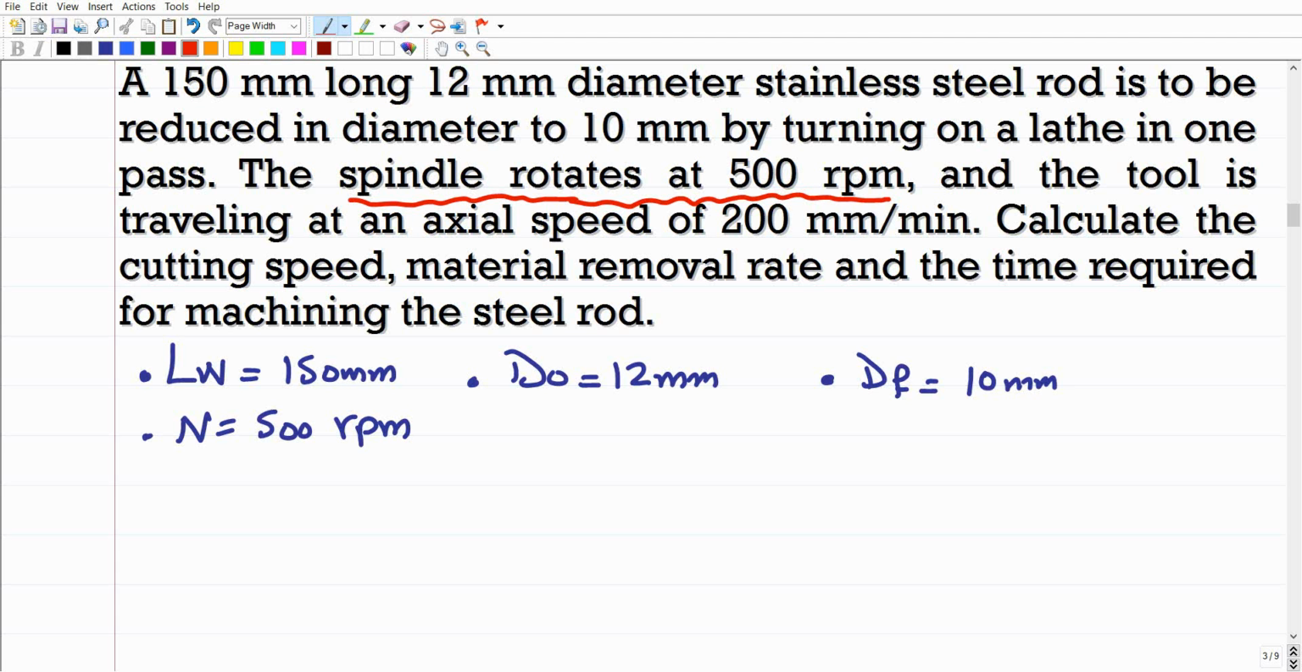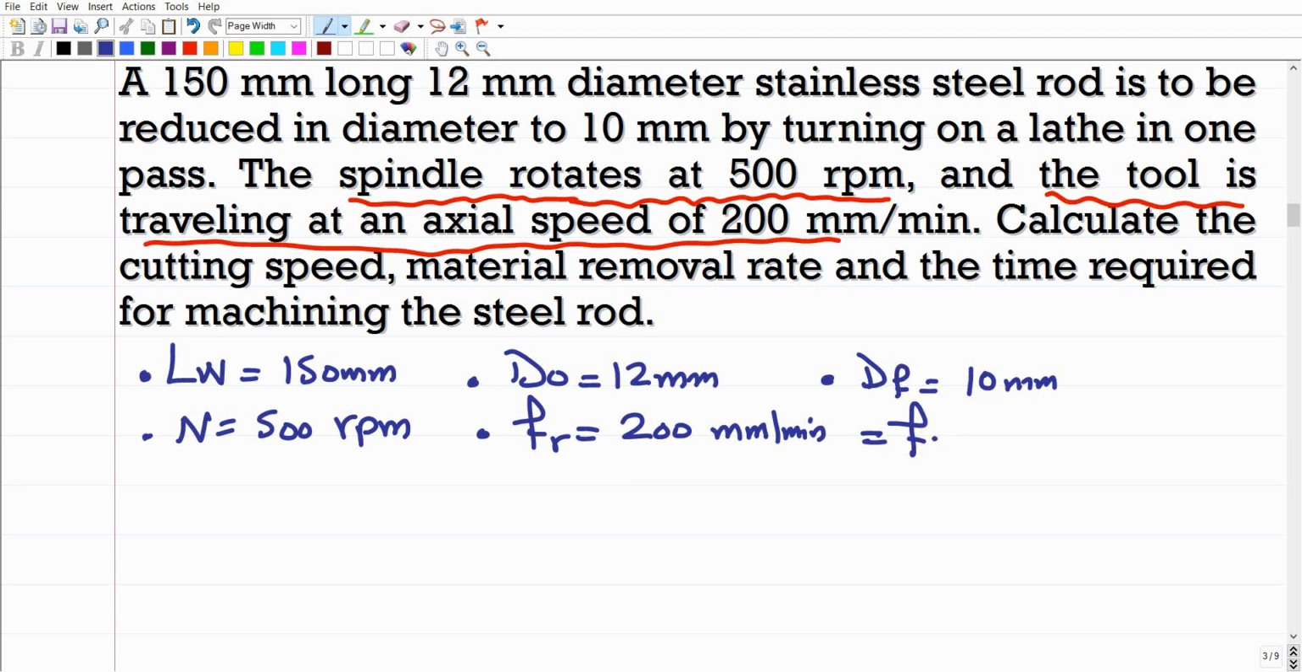So you should understand that the travel of the tool, the speed by which the tool is traveling, this definitely is the feed. So here he indirectly gives us the feed as 200, and since the unit is millimeter per minute, definitely this is going to be the feed rate. And you should understand that he directly gives us the multiplication of F times N. F, which is revolution per minute, was not given. Instead, he gave us the 200 millimeter per minute as feed rate.